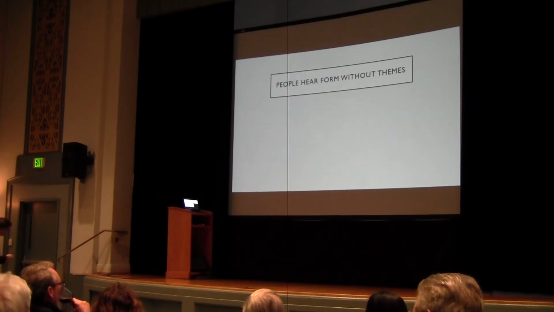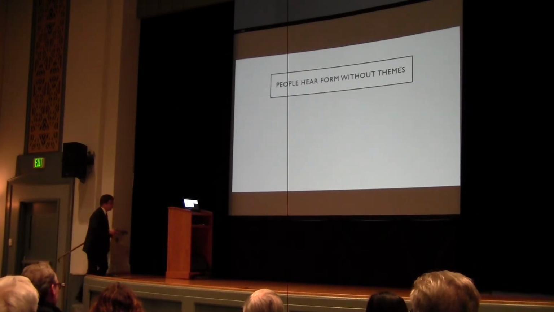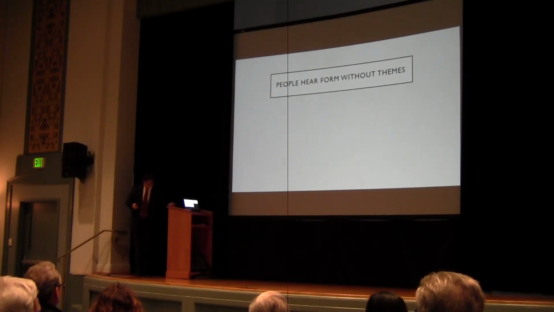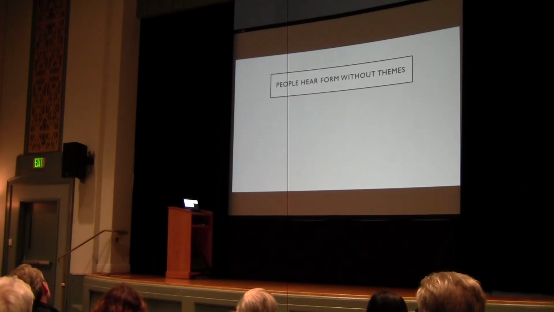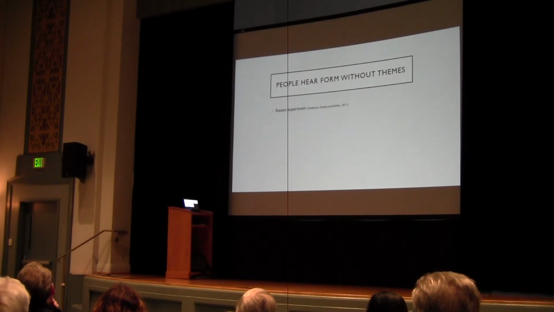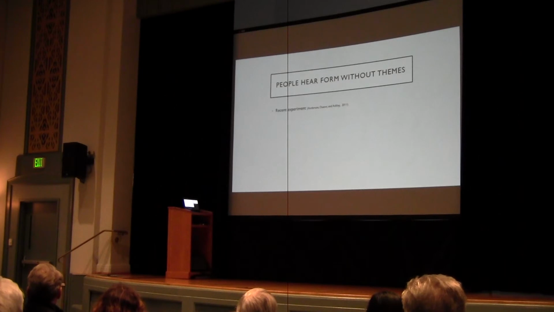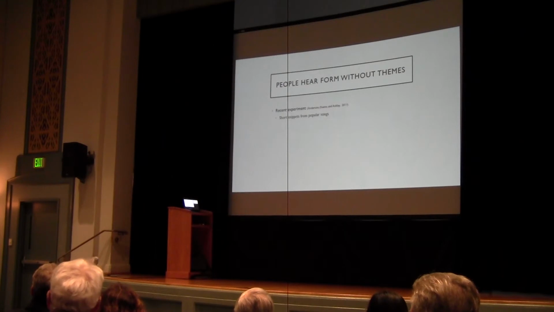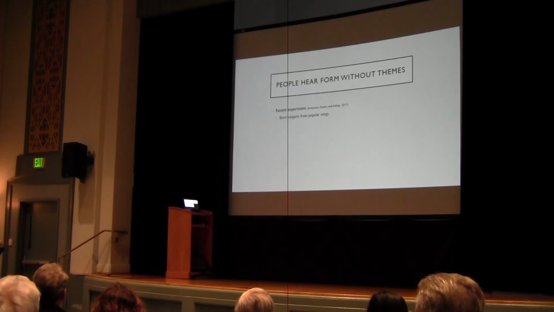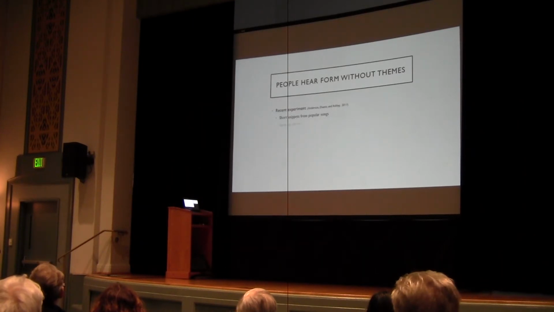The other problem is that we know, and I'm going to have to turn down the volume for this, but we know that people are able to hear the form in music even in the absence of themes. And there's actually some evidence of this. When I was in graduate school, a friend of mine and I conducted a study where we took short snippets of popular songs. They're very short, on the order of a half a second. And we asked the subjects to tell us whether the snippets came from verses or from choruses. That's the form in popular music, just an alternation of verses and choruses.